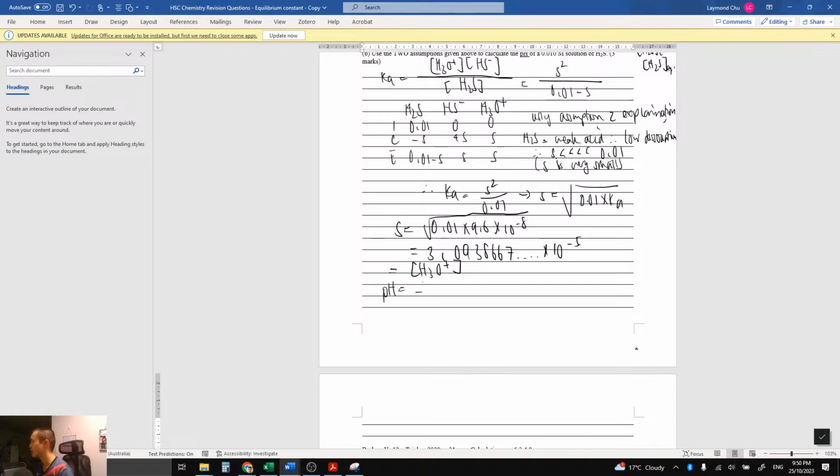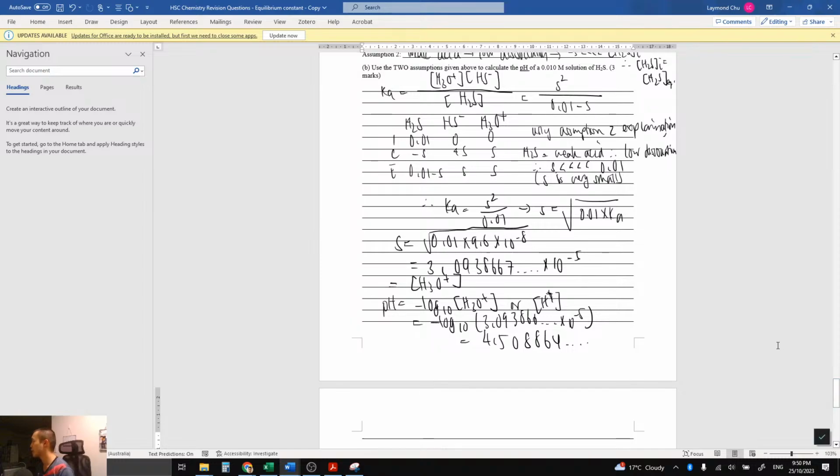pH is equal to negative log base 10 of the concentration of H3O or H+. They're both the same thing, which is equal to negative log 10 of that number, which is equal to 4.508864. Now, there's something special we need to do for pH.